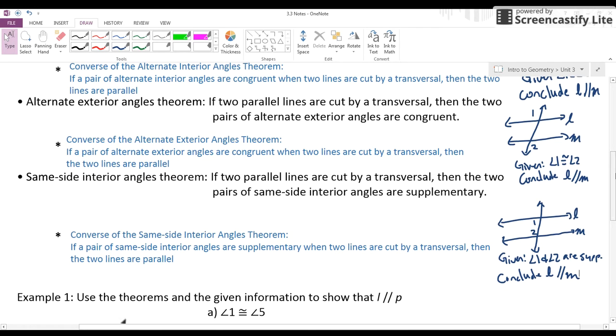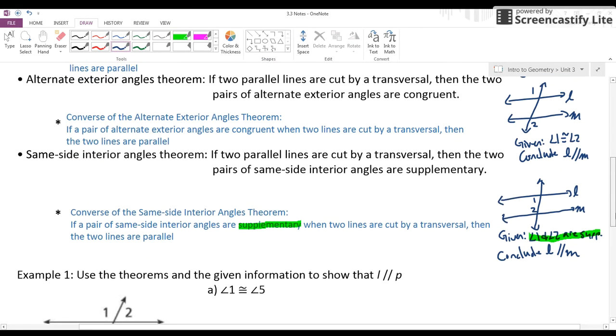Okay, finally, same side interior angles. Remember, this is the one that is just a little different because our same side interior angles have to be supplementary. If you have a pair of same side interior angles that are supplementary, that's what you're given or what you can use, then our two lines are parallel. Again, our same side interior angles are the only ones that are a little different. We need to make sure they're supplementary. You can be given that they add up to 180. Therefore, by the definition of supplementary, they're supplementary. And that'll tell us that L is parallel to M. Okay.